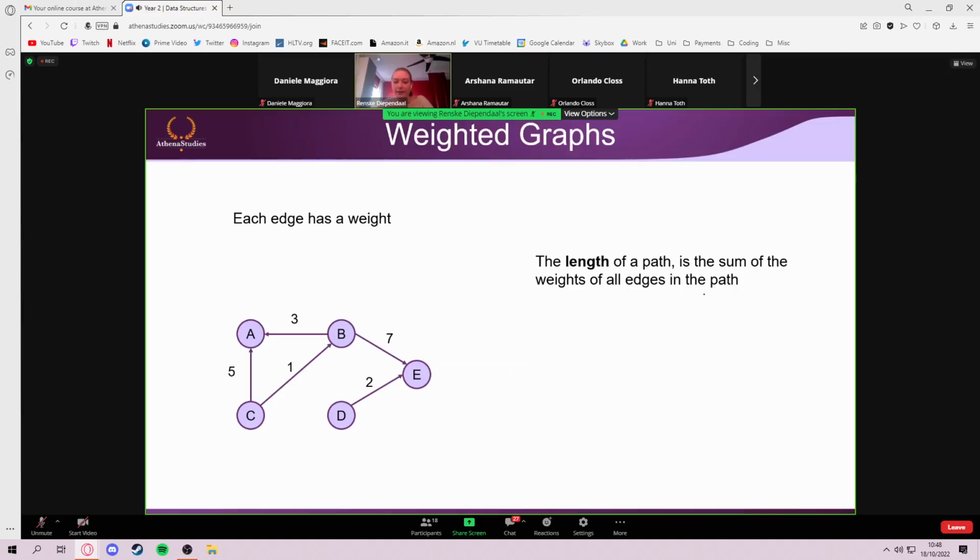Okay, so the length of the path is the sum of the weights of all edges in the path. So if I go from C to E, for example, this could be a path, right? Because the directions hold. Then the length would be 1 plus 7 equals 8.